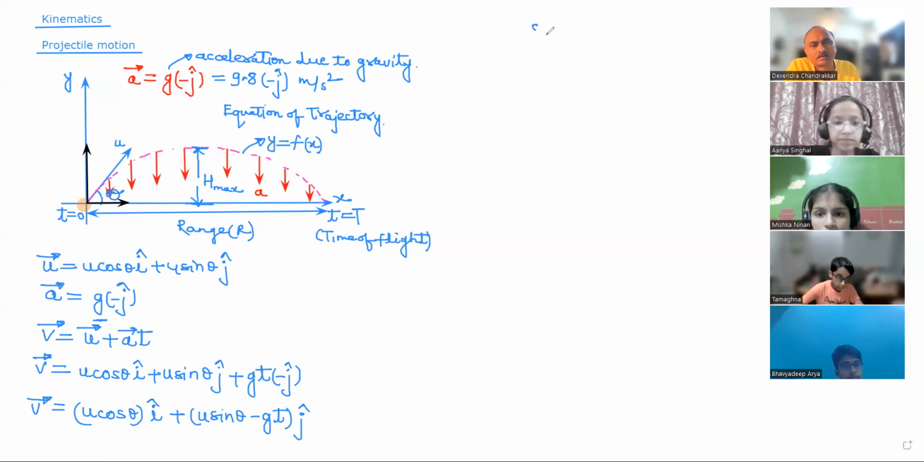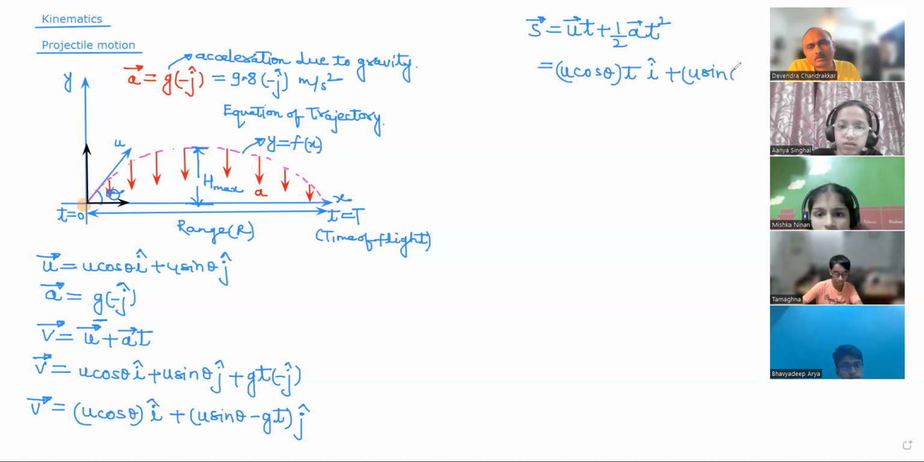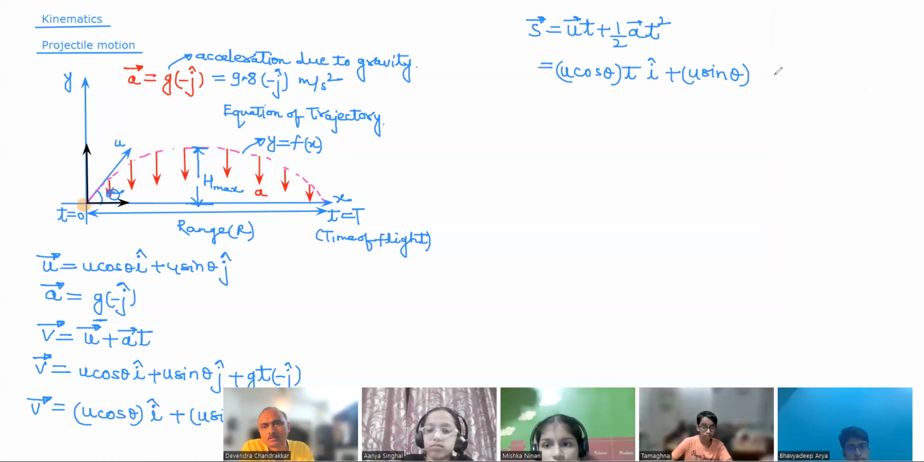Now, can I write the displacement vector? Of course, yes, using the second equation of motion. The equation is ut plus half at square. Now, what is u here? It's u cos theta i cap plus u sin theta j cap, plus half gt square minus j cap.